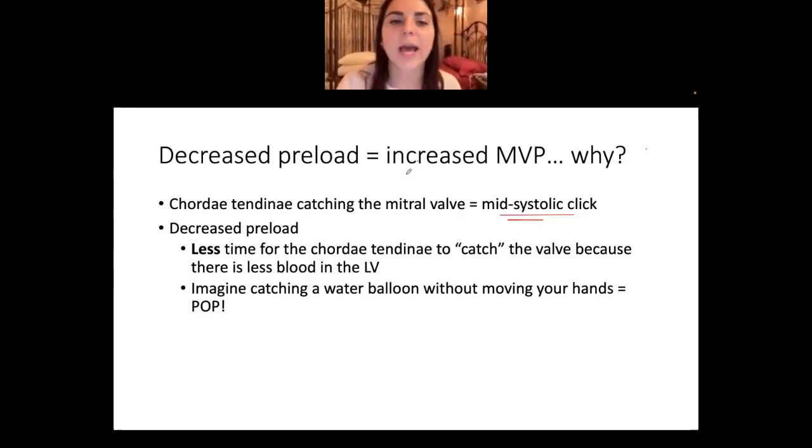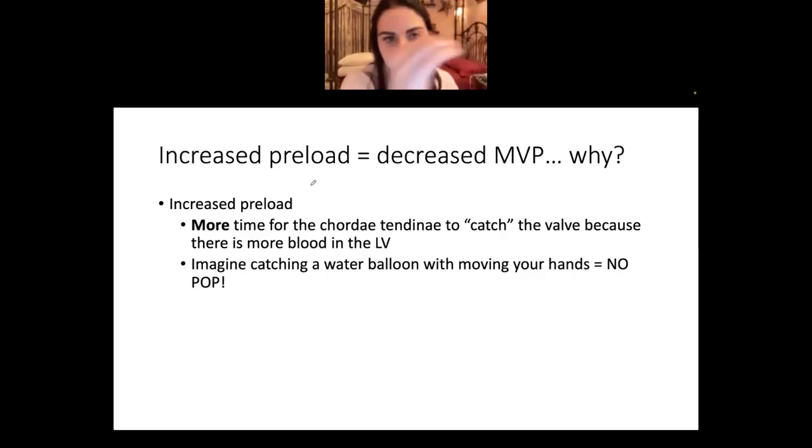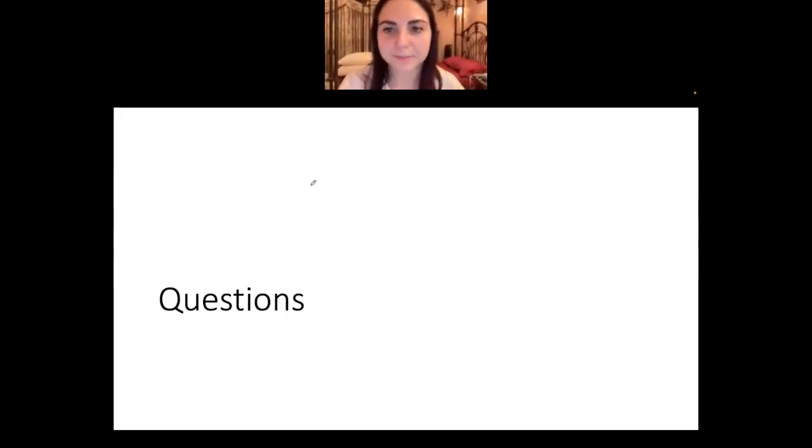Killing it. So again, there's less time for it to catch the valve because there's just less blood there. So it just closes sooner than it needs to. And that's why it gets so much louder. It just sounds more intense. It's because you don't have enough time to bring the prolapsed valve down to the normal valve. And then the opposite, if I have increased preload, I have more blood in the heart. That means I have more time now to catch that prolapsed valve. And then it's going to sound a little softer.